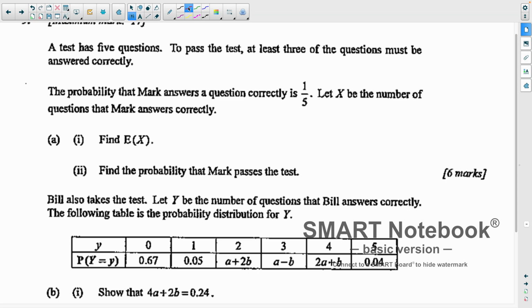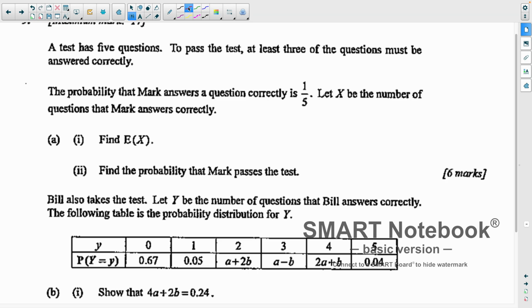All right, we have a test. The test has 5 questions on it. You gotta get at least 3 of them right to pass it. So you gotta make a 60% to pass it. The probability that he guesses correctly is 1/5. What is the expected value? So how many will we expect Mark to get correct?